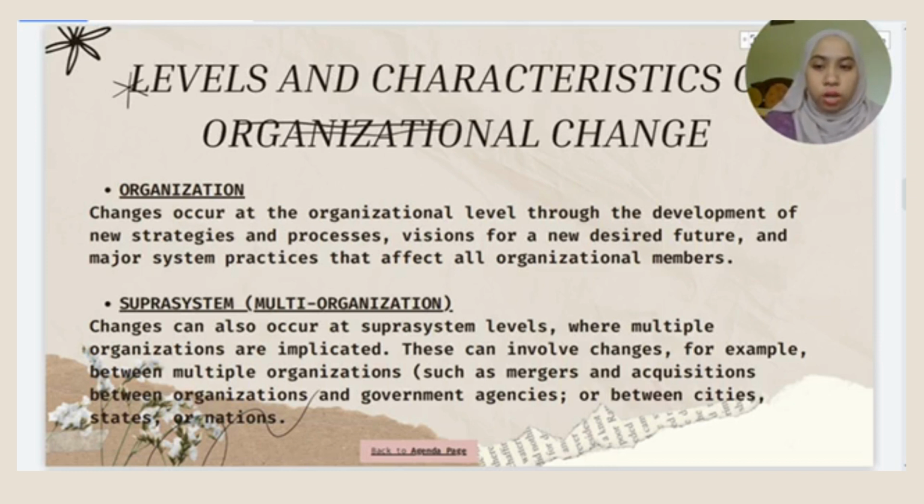Okay, the fourth one, supra system, multi-organization. Supra system is the change can also occur at supra system level where the multiple organization are implicated. This can involve change, for example, between multiple organizations such as mergers and acquisition between organization and government agency or between cities, state or nation.